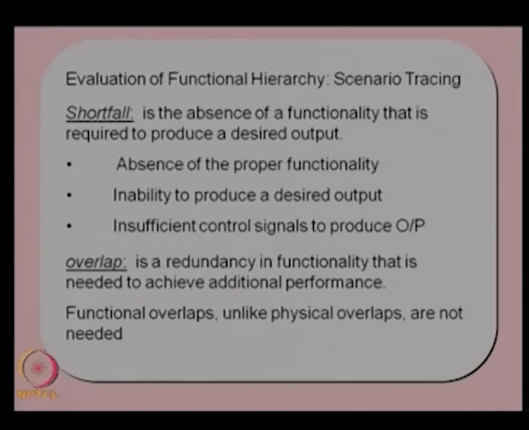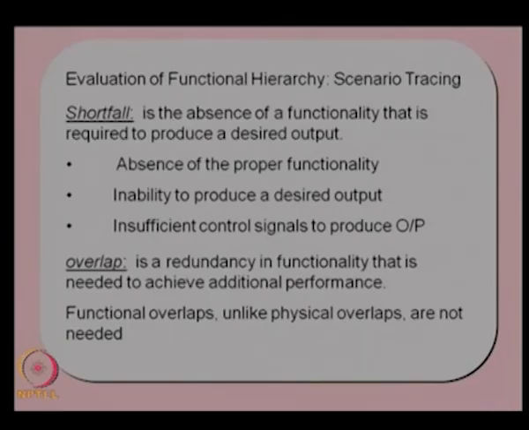So we know that there is an input and there is an output, and when we go through the scenario we see that there is one function missing which actually converts an input to output. So the absence of the functionality can be identified, and this is known as the shortfall of functions, or an inability to produce a desired output, or insufficient control signals to produce the output. So these are known as shortfalls in the functional hierarchy. So we use these diagrams to find out whether there is any shortfall in the functions we identified.